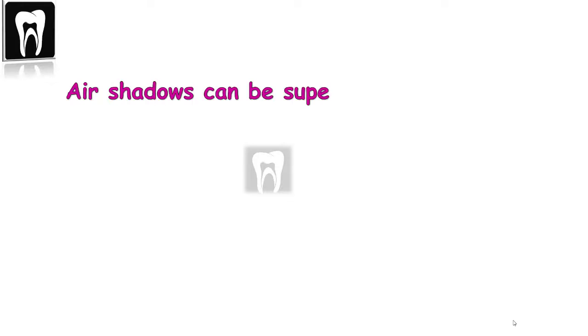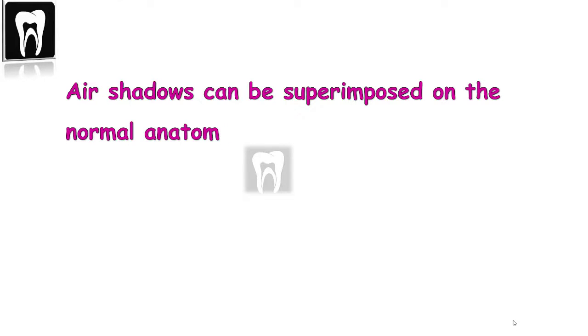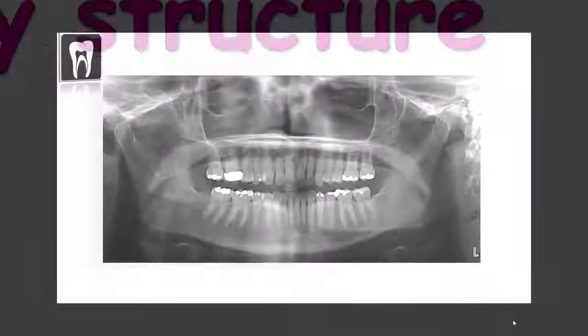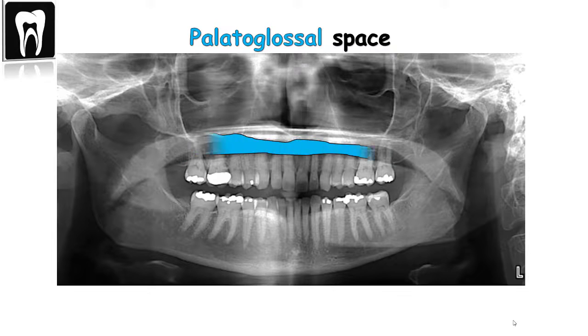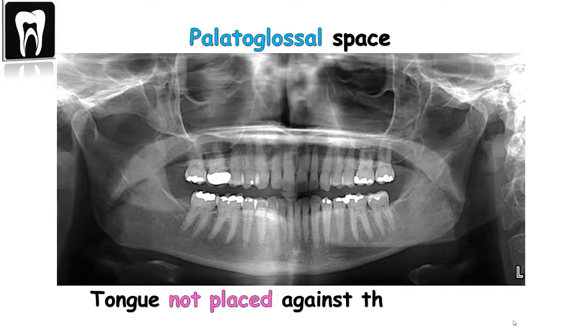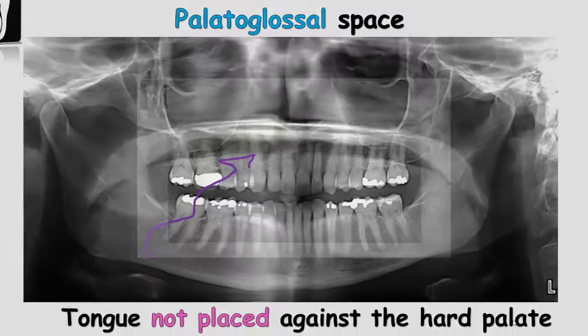Radiolucent air shadows superimpose on normal anatomic structures, and they are outlined by the borders of the adjacent soft tissues. This is the palatoglossal airway space between the hard palate and the tongue. That is why it's called the palatoglossal airway space. When the tongue is not positioned in the right place, this space is imaged and can cause loss of the details in the upper anterior roots. So ask the patient to place the tongue to the top of their mouth during the X-ray.